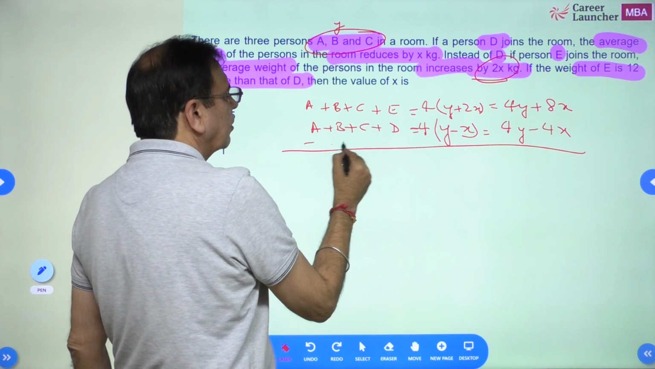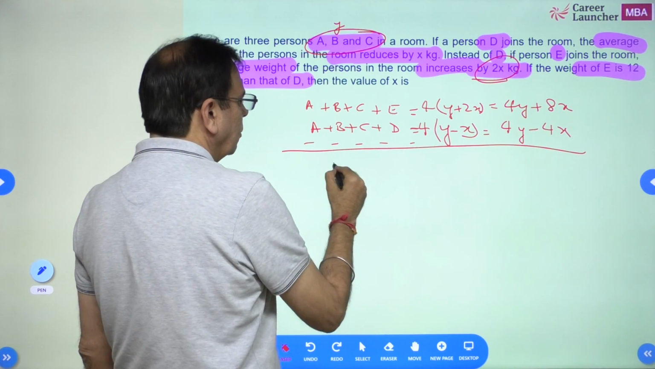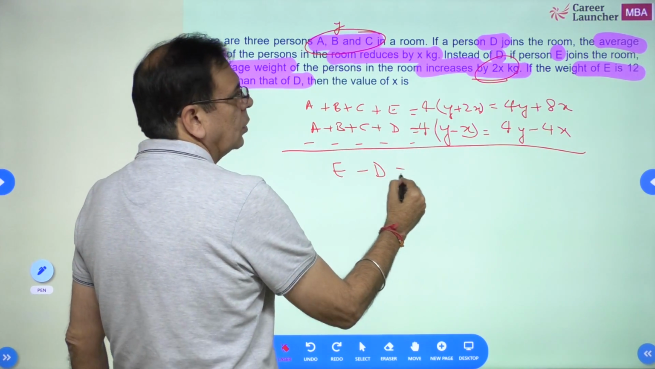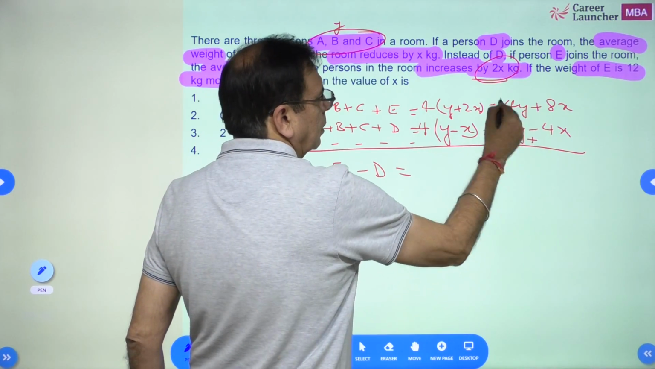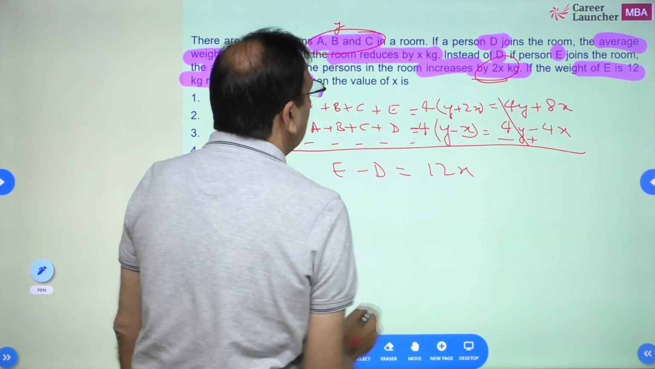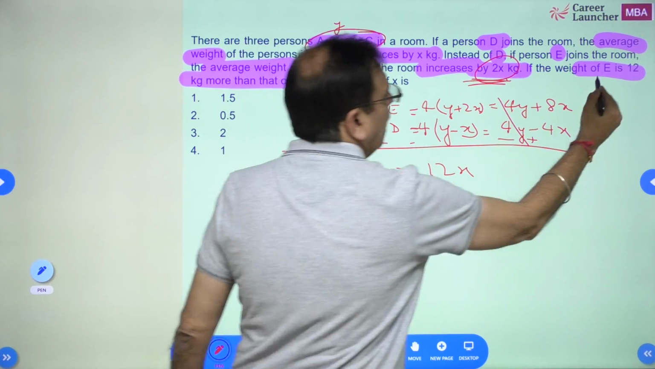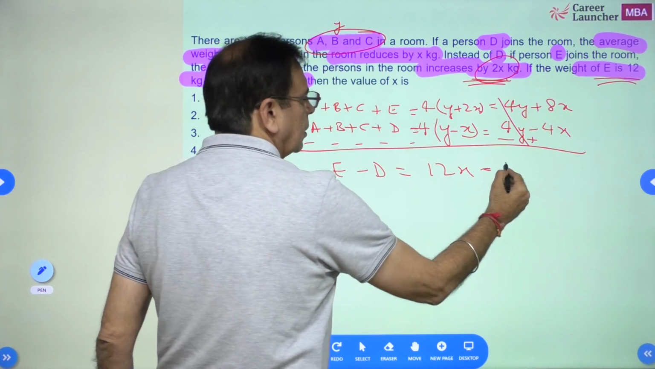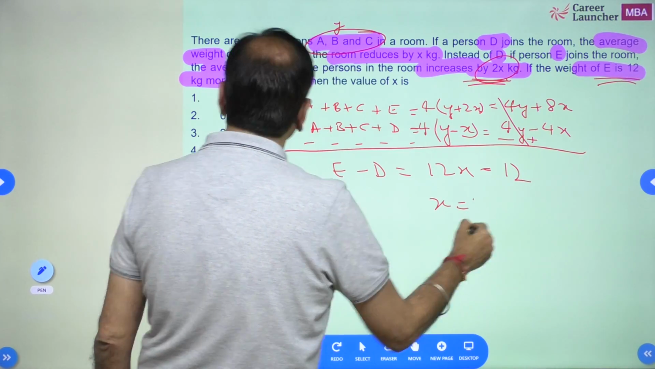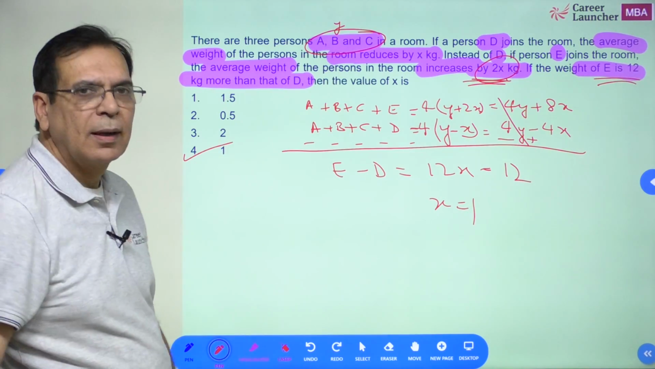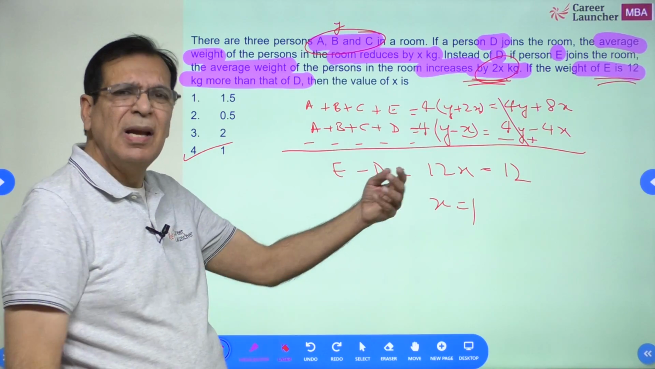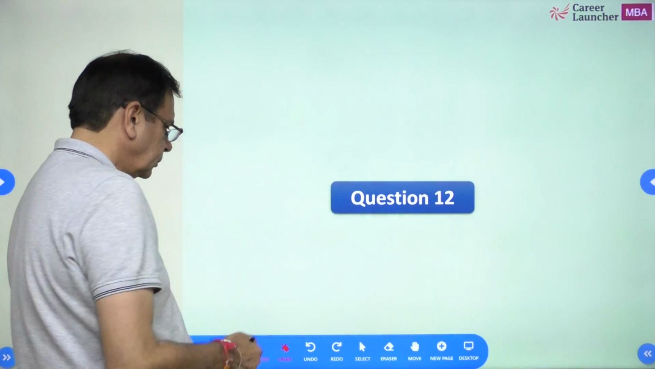What is the difference? If we subtract the first equation from the second equation, what do we get? E minus D should be equal to 12x. As per the question, E minus D is 12 kg. So 12x has to be equal to 12. That means x is equal to 1. Choice 4 is the correct answer. Simple question of averages. पक्का करना चाहिए था.